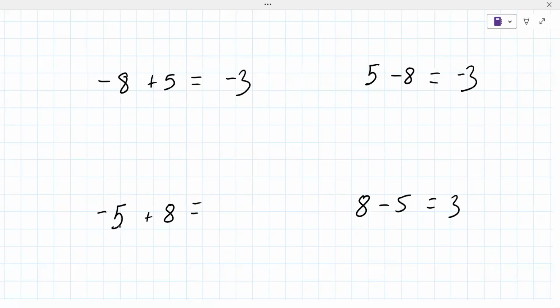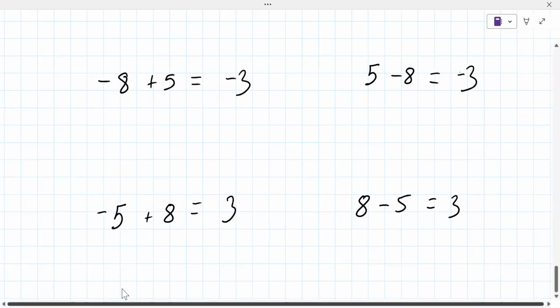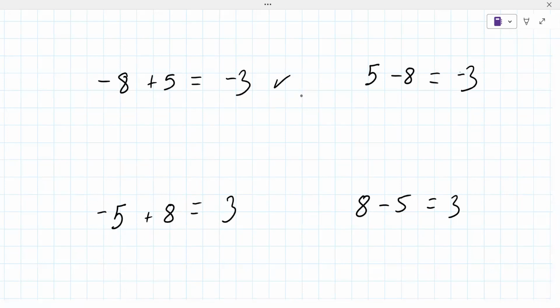And then -5 plus 8. 8 would be closer to 0. So 3? Probably not. Okay, so you gave me the right answer, but 8 is further from zero. I don't know if you meant that. Yeah, I meant that, sorry. Okay, all right. These are all correct.